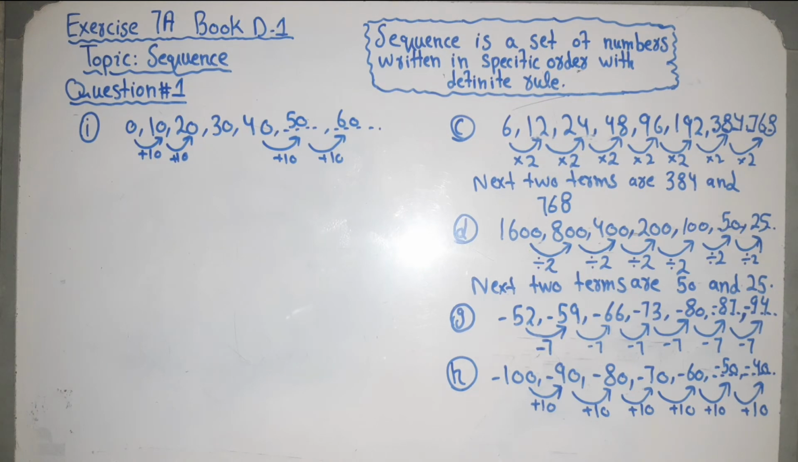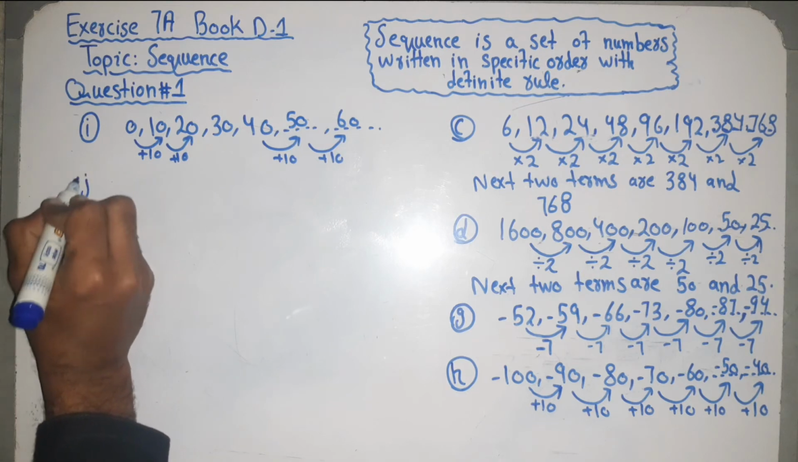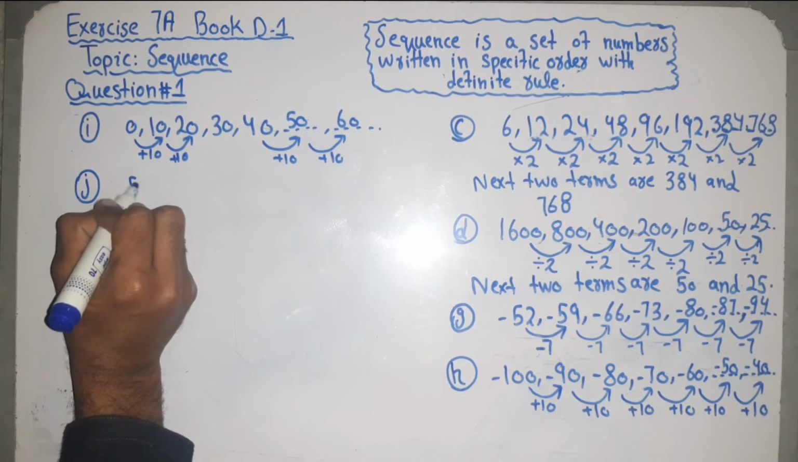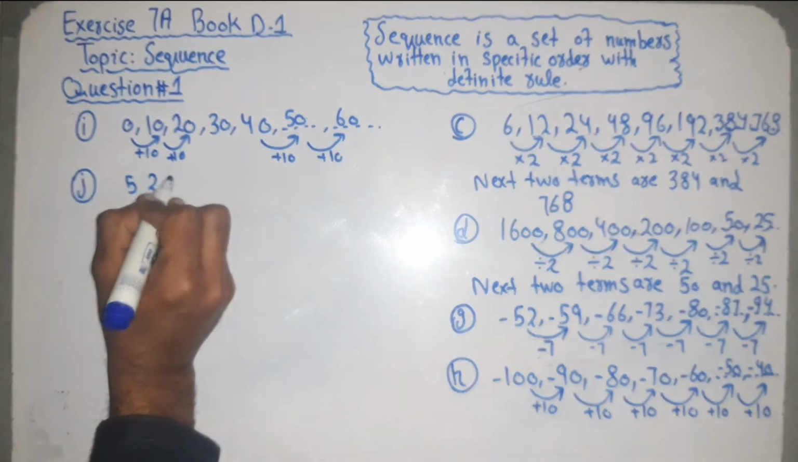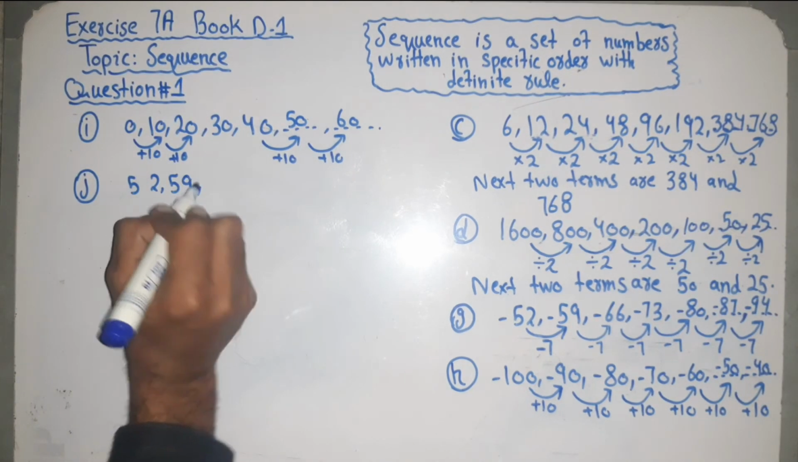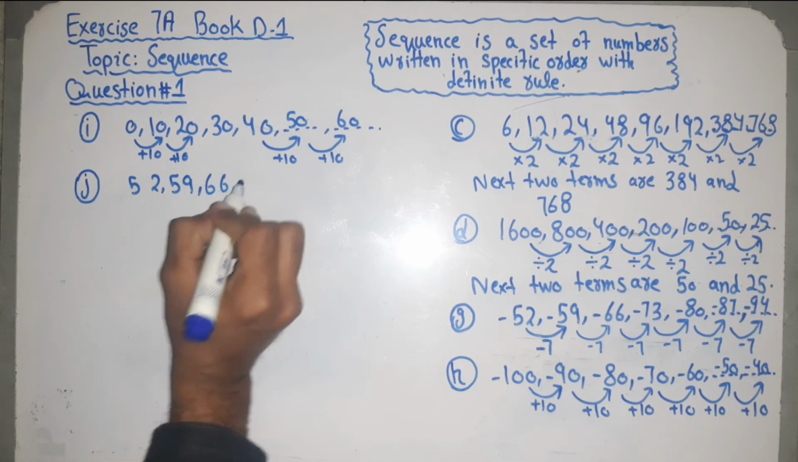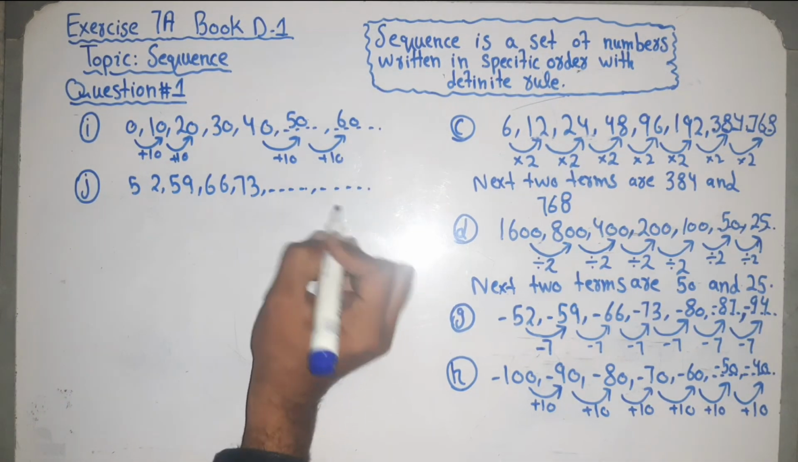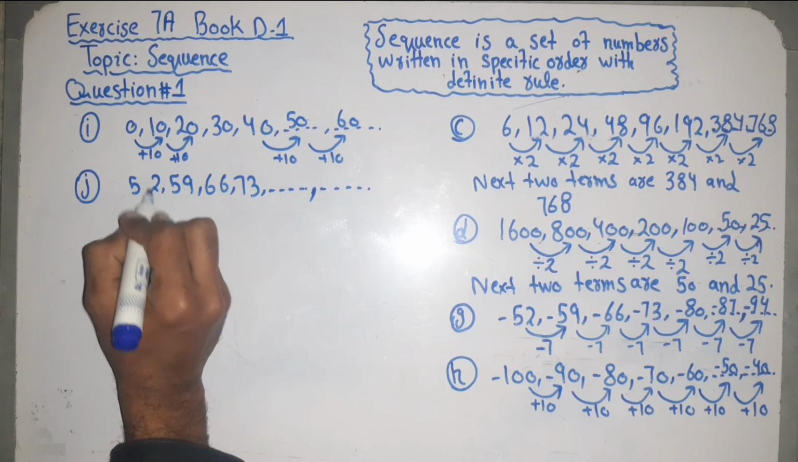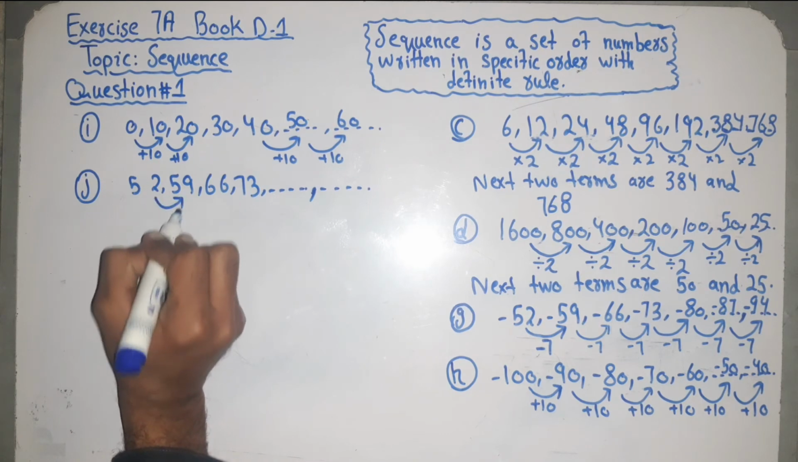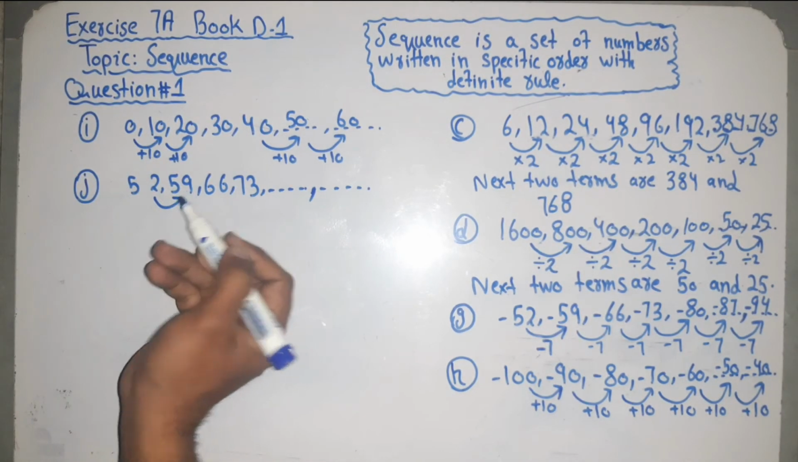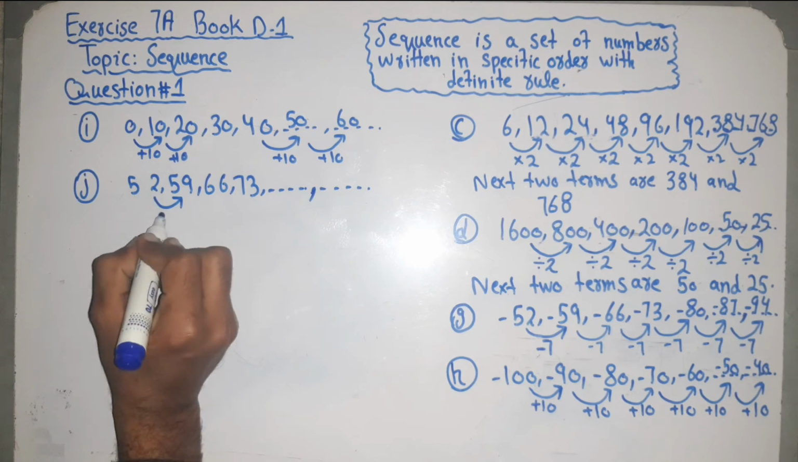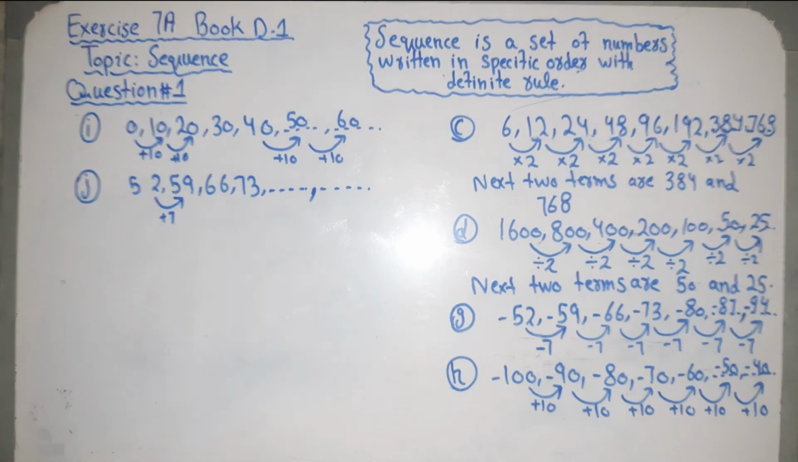In part J we have 52, 59, 66 and 73. We have to write the next two terms and the rule of this sequence as well. So this sequence is increasing, so we have to add something to 52. If we add 7 to 52, we'll get 59.